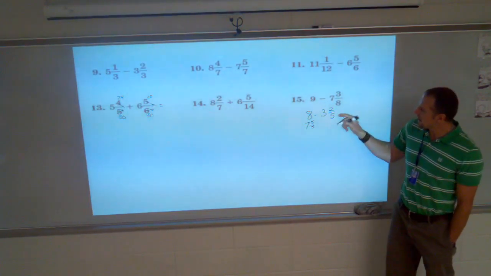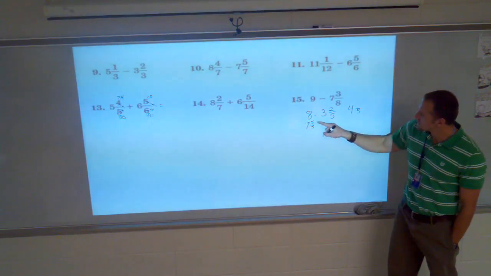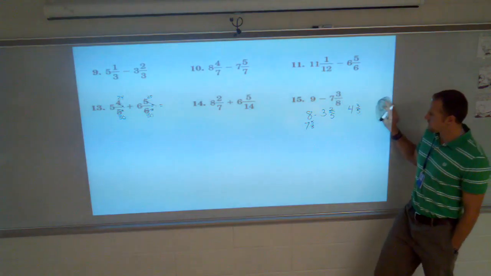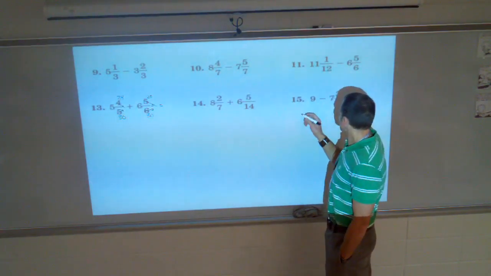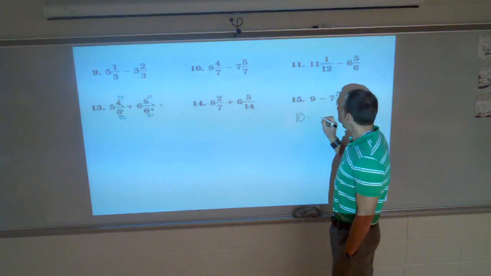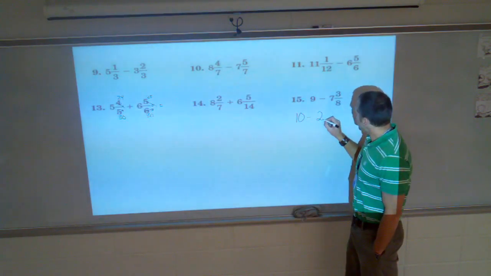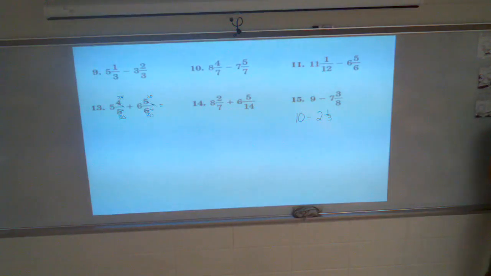So, 7 minus 3 is 4. Bottom's the same. Just do the top. 4 and 3 fifths. Let's try another one. Let's go 10 minus 2 and 1/3. 10 minus 2 and 1/3.